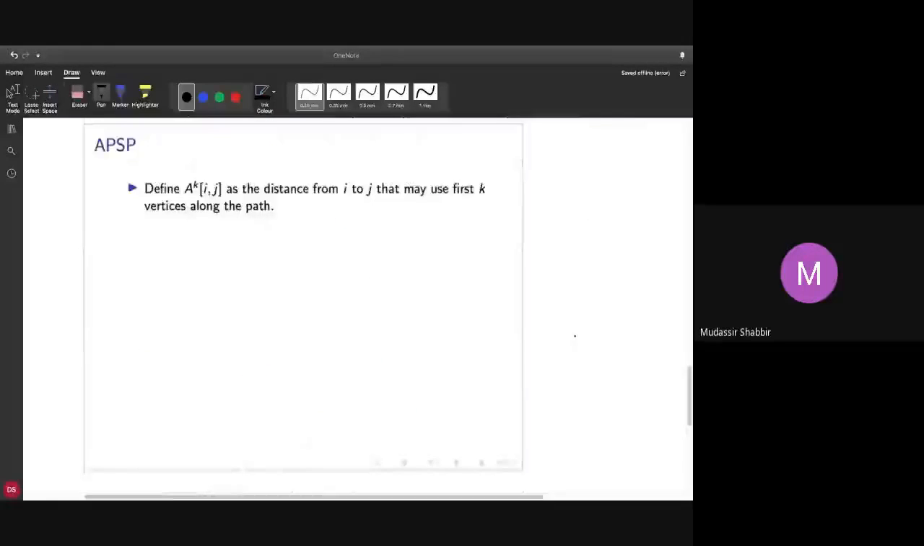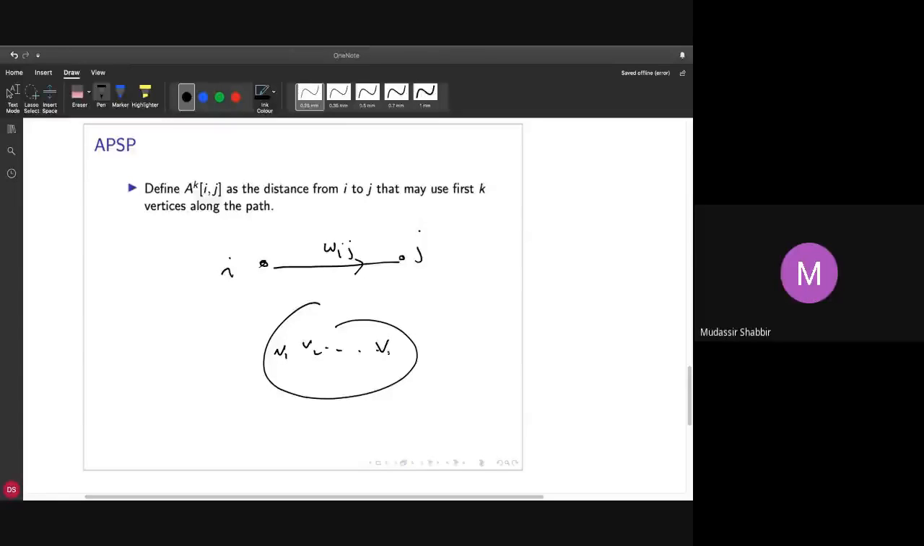Okay, so let's say this is my vertex i, this is my vertex j in my graph. There are probably edges here or not, I don't care. Let's say there's an edge with some weight w_ij, and let's say this is the set of vertices v1, v2 up till v_{k-1}. Okay, and this entry A_{k-1}[i][j] gives me a shortest path which may use any of these vertices.